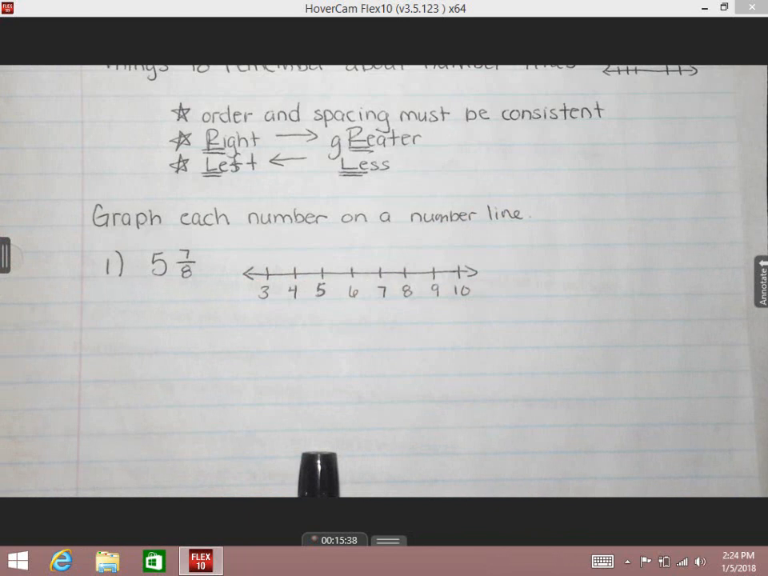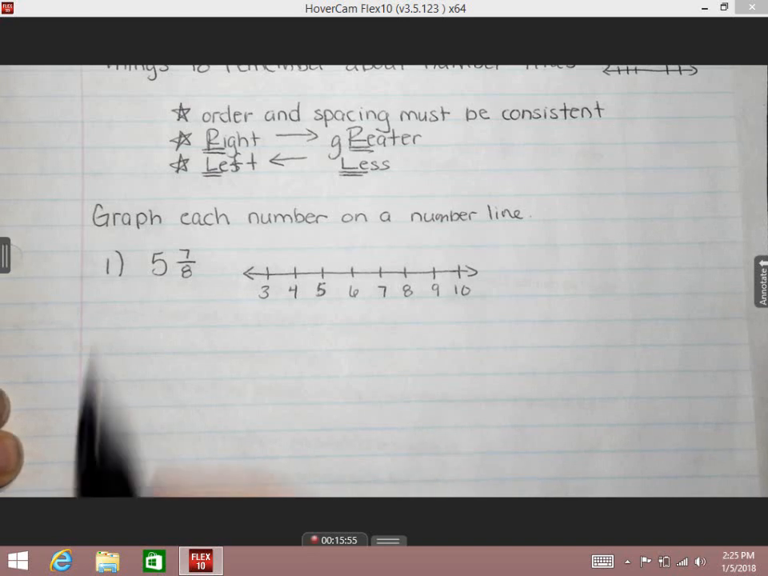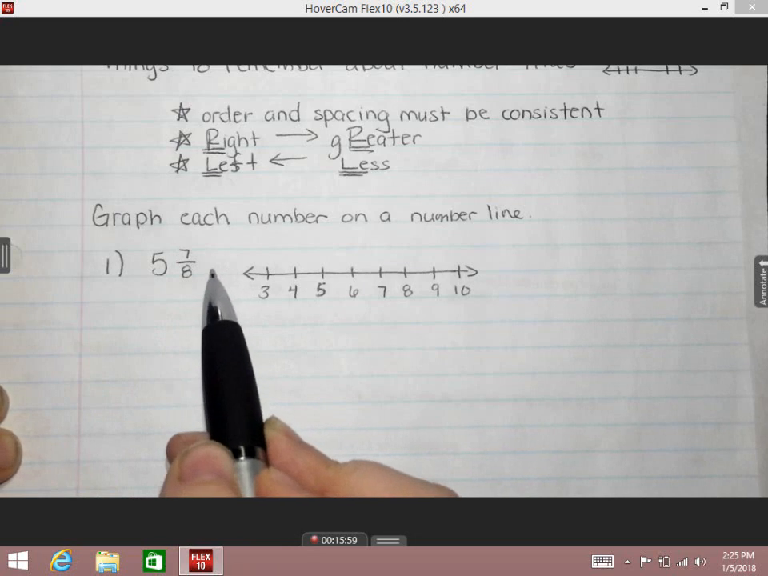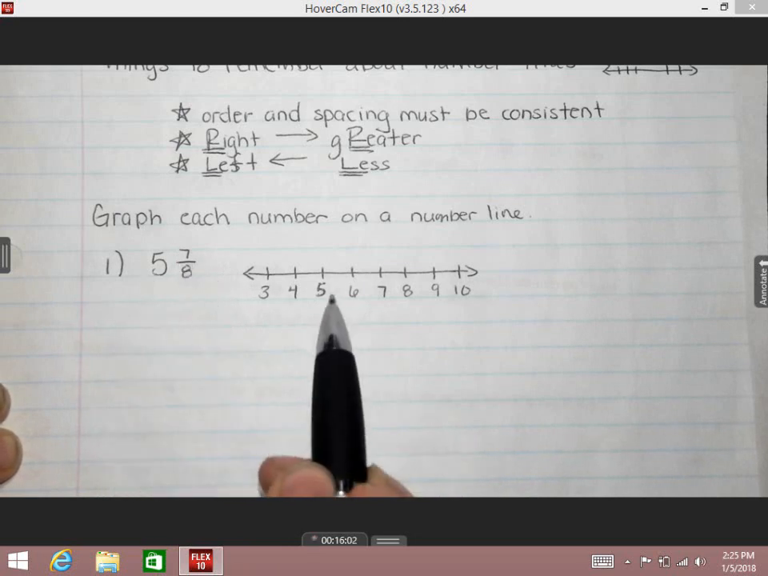Now guys, when we're graphing these, I'm trying to make this really simple. I want you to know about where 7/8 is. So can someone tell me what numbers 5 and 7/8 is in between? Gabby? 5 and 6. Do we all agree that's 5 and some more? Did we make it all the way to 6? No. It's 5 and some more, so I'm between 5 and 6.